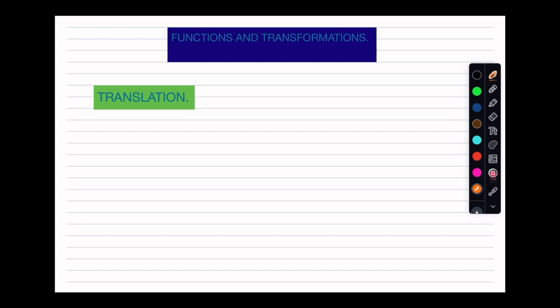The topic related to functions, an extensive topic, is function transformations. The first transformation that we shall be doing here is translation. For translation, what we mean is that the graph of a function can be moved either horizontally or vertically. This kind of transformation is called translation, and it is represented along the x-axis, meaning horizontal, or it can be represented along the y-axis, meaning it can be vertical.